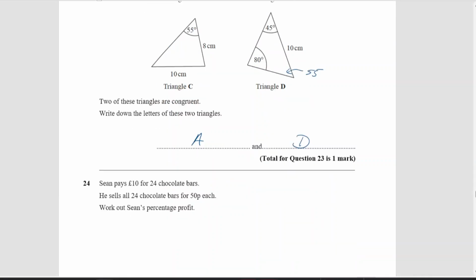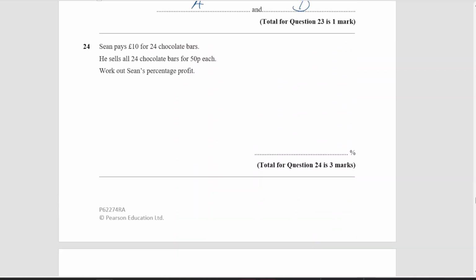Okay, on to 24. Sean pays £10 for 24 chocolate bars. He sells the 24 chocolate bars for 50 pence each. Work out his profit. So the money that he made, first of all, 24 times 0.5, or times 50 and then divide by 100 if you want. So he made £12. He paid £10, so he made a £2 profit. So £2 out of £10 is a 20% profit.